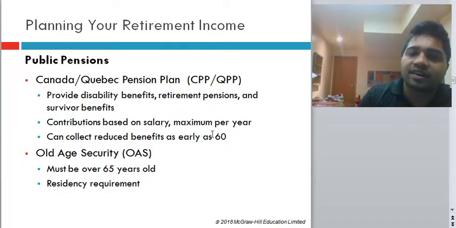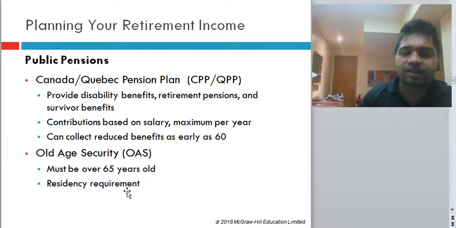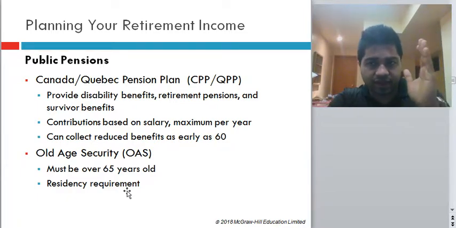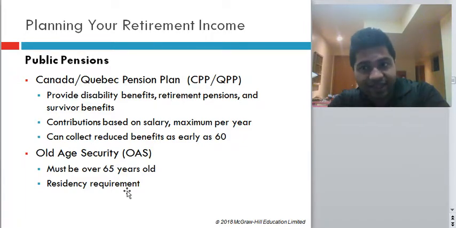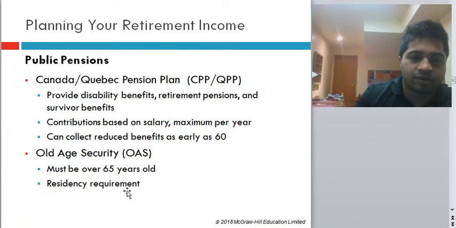You can collect a reduced benefit as early as 60 years. So there are three age groups. The retirement age is actually 65. So generally if you take it around 60, it is reduced by 30 to 40%. If you take it at 65, you get 100% of CPP for all the months henceforth, and if you take it at 70, then you get a certain bonus for all the months from there on.